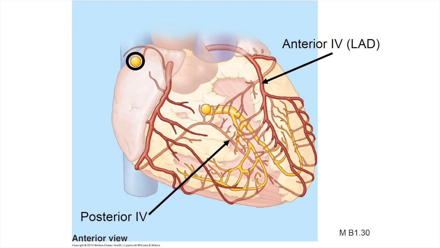Now here's the SA node, and you'll recall that we said the right atrial branch gets the SA node, and that's the first branch off the right coronary artery as soon as it arises from the aorta. You can also see the AV node and note that this is a right dominant heart.